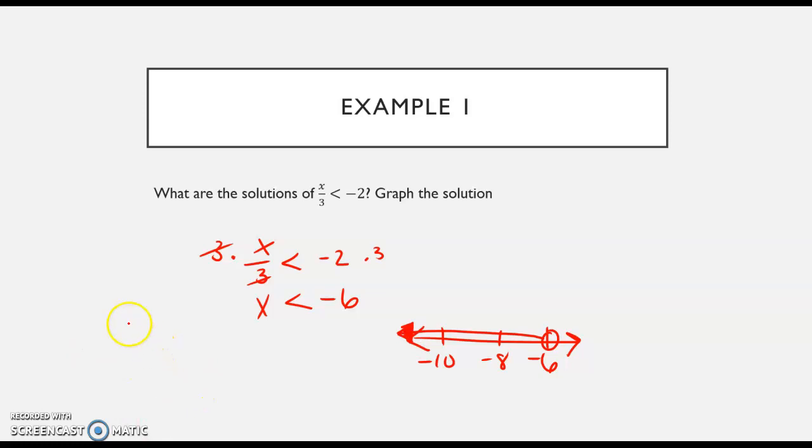And if you ever want to check an inequality, all you have to do is pick a number less than negative 6. So like negative 8. Is negative 8 divided by 3 less than negative 2? 3 divides into 8 two times, so we got negative 2 and 2/3, which is less than negative 2. And so the answer to that is yes, it worked. And so we can check that for numbers that are less than negative 6. We can throw them in there and make sure that it works.